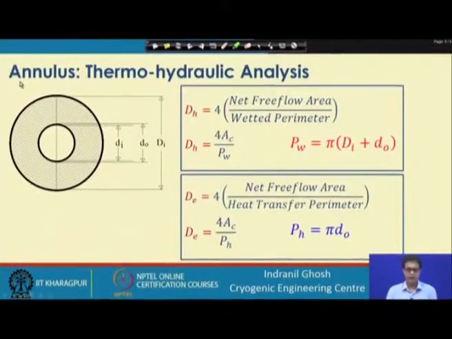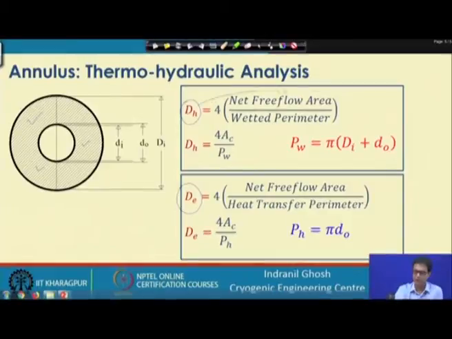The other part is the annular part, where we have this heat transfer coefficient. If we want to look for the heat transfer coefficient and the pressure drop, we have basically the same correlations, but evaluated in terms of a different hydraulic diameter, or what we often call the equivalent diameter. This is the equivalent diameter, this is the hydraulic diameter. We have already talked about the hydraulic diameter.